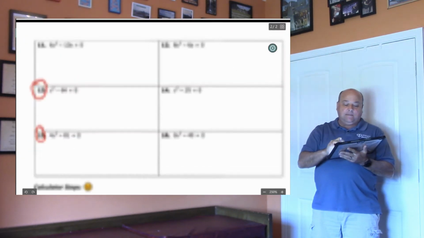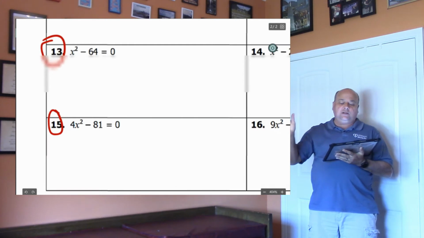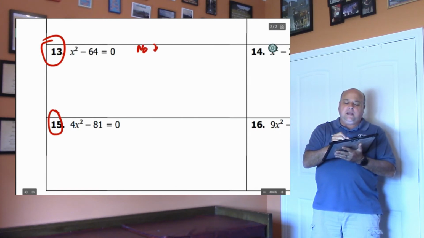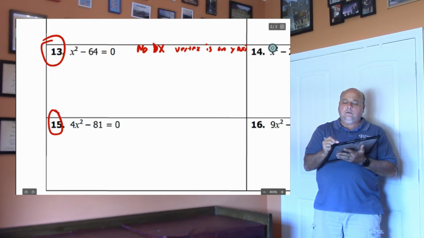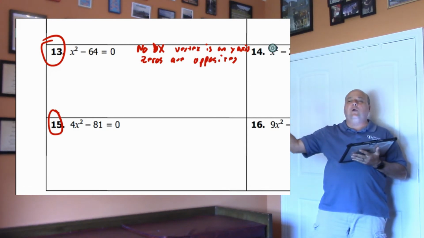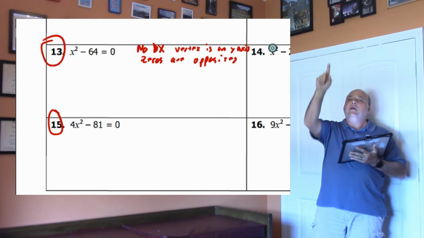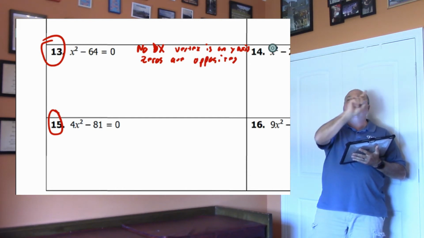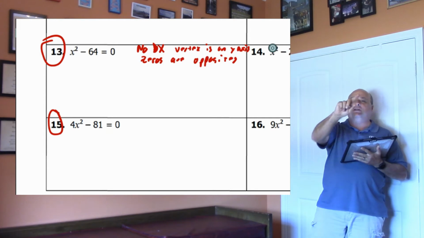Okay? And like I said, I'm not going to do all these. On 13 and 14, there's no bx. If there's no bx, that means the vertex is on the y-axis and the zeros are opposites. Basically, you can solve this with the square root. This is what we were doing. The bx term moves that parabola left and right. If you don't have a bx term, the vertex just slides up and down, and the zeros are opposites, okay?